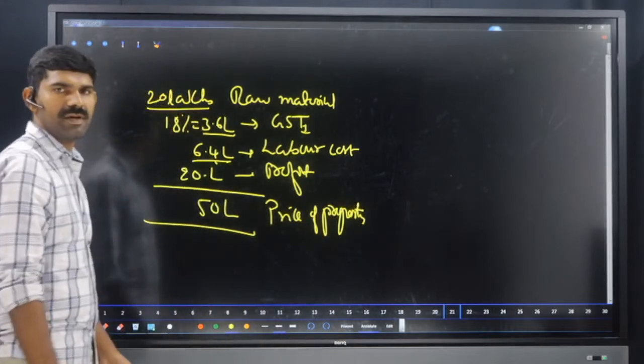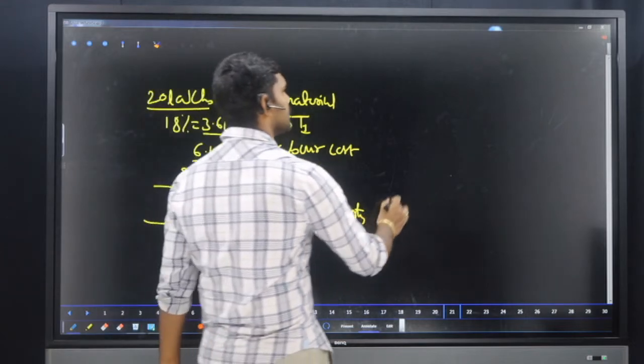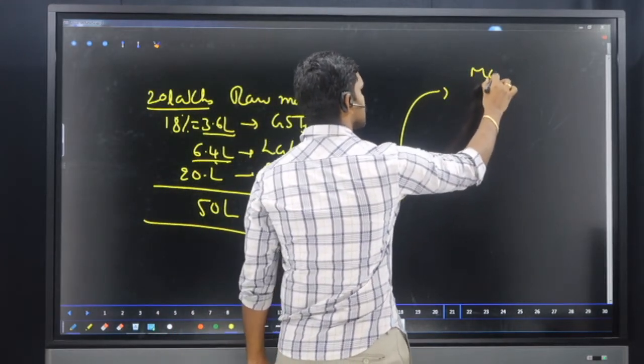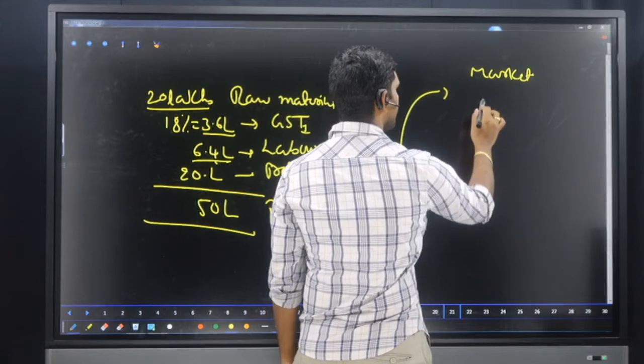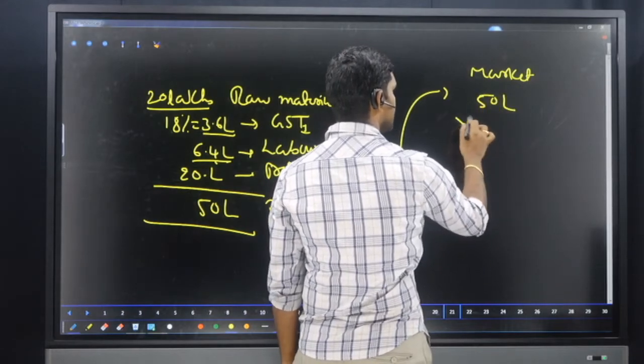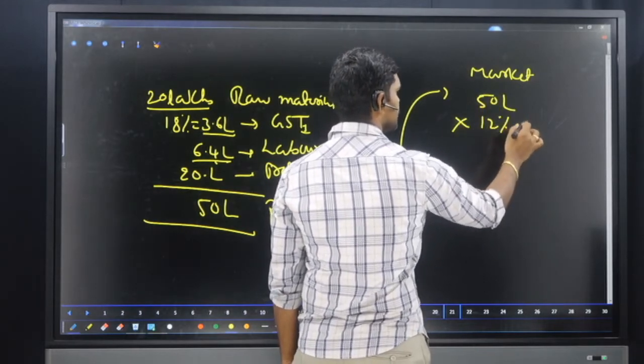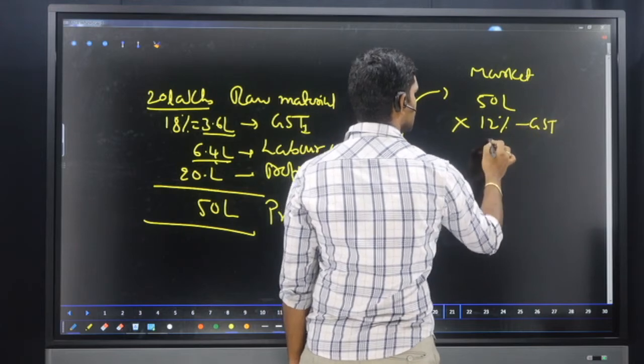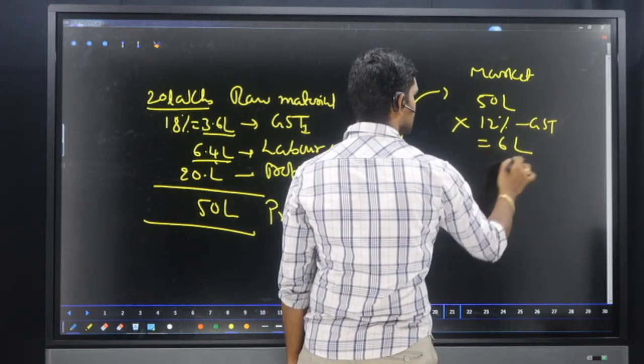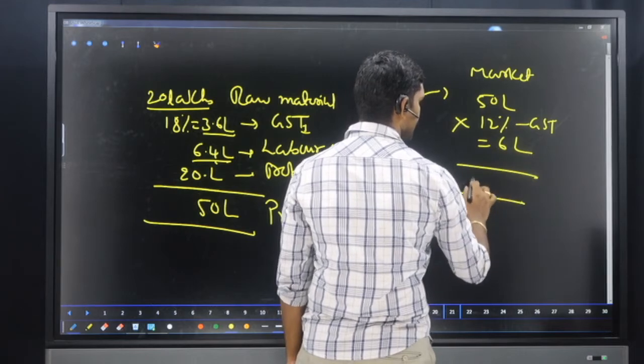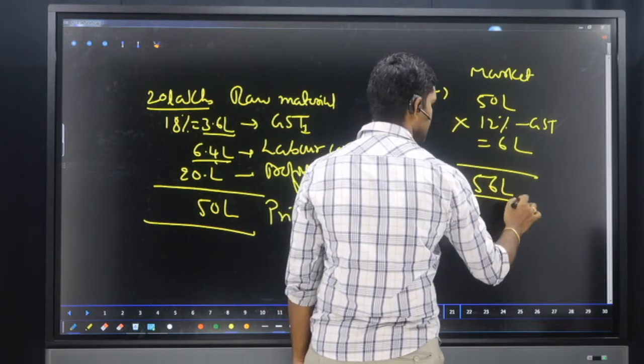Now this is sold in the market. 50 lakhs is the property price, and 12% is the GST. Is equal to how much? 6 lakhs. So total value, how much is the customer paying? 56 lakhs.